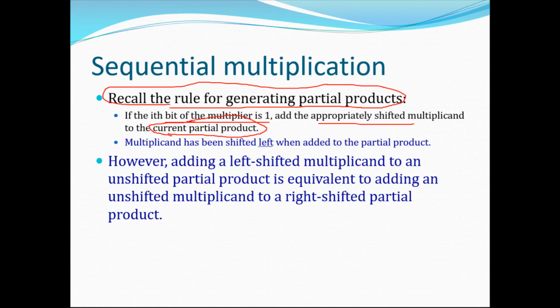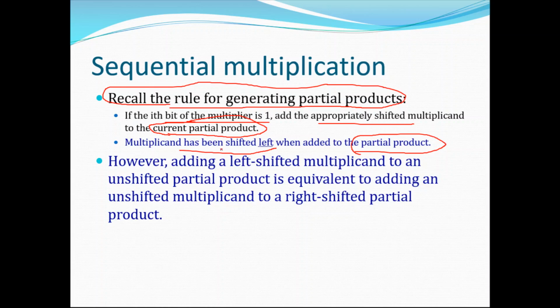Based on this rule only, the combinatorial circuit works. What is the rule? If the ith bit of the multiplier is 1, then left shift the multiplicand by I times and add it with the partial product. If the ith bit of the multiplier is 0, then in all the bit positions fill up with zeros and left shift by I times and add it with the partial product. So here the multiplicand has been shifted left and it is added with the partial product. We are not shifting the partial product in the combinatorial circuit. But in a sequential circuit, we are going to do the reverse.